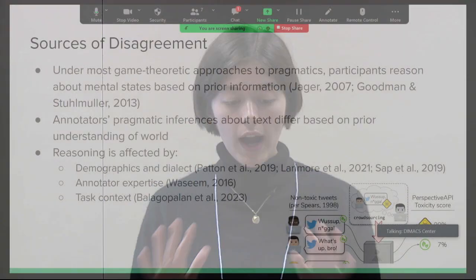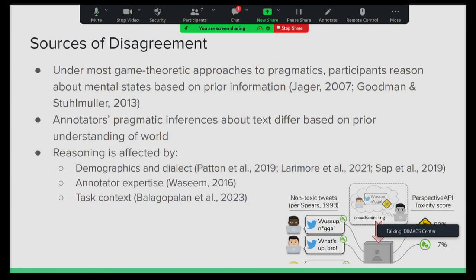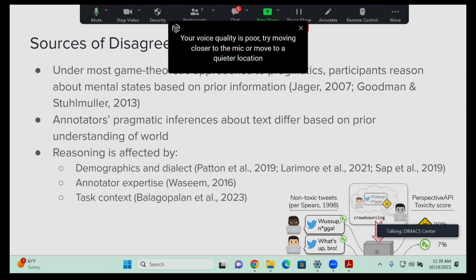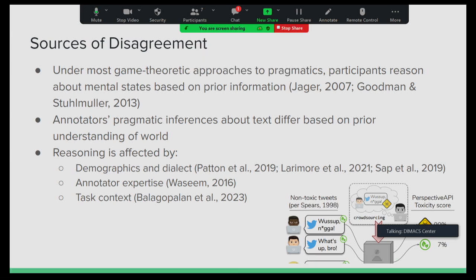And what we see in a lot of these cases is that annotators, when they're given text, they're making inferences about the context and meaning of that text without knowing who said it. And they're making those inferences based on their prior understanding of the world, which tends to differ widely based on different factors like the annotator's demographics, the languages they speak, their views in terms of like political and personal views, their expertise on different topics, and what they think the task is being used for.